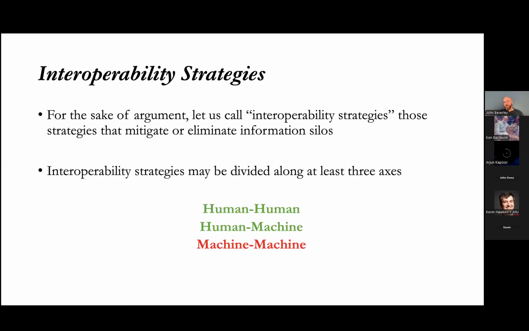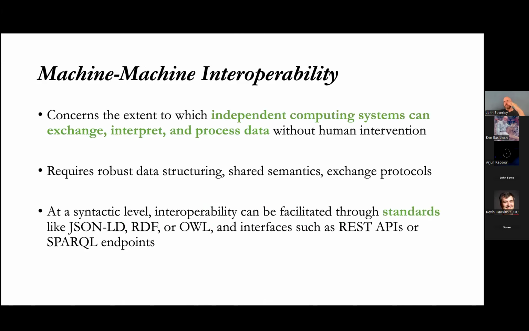Last here, machine-machine. We also emphasize this, so we emphasize what exactly is going on on the computational side. Once you have the consensus and you've encoded it in machine-interpretable languages, now we focus on the interaction between the machines. We get really heavy in the computational, computer science and engineering side, where interoperability is facilitated through things like JSON-LD or RDF or OWL and APIs.